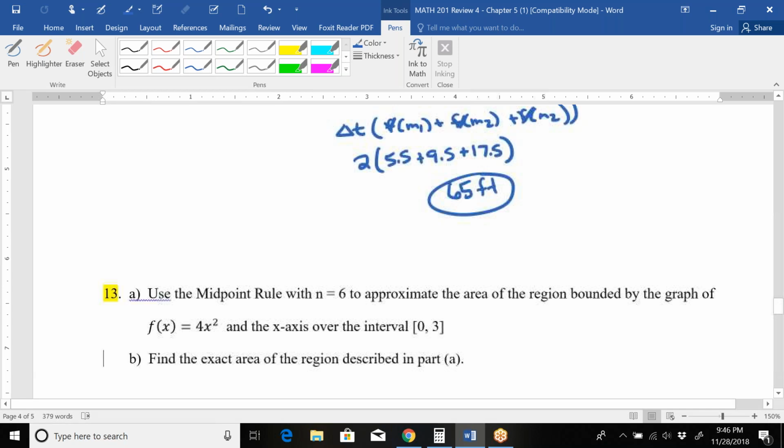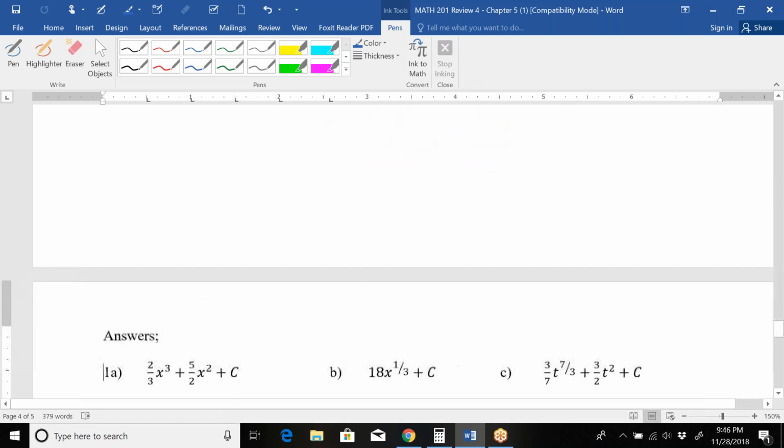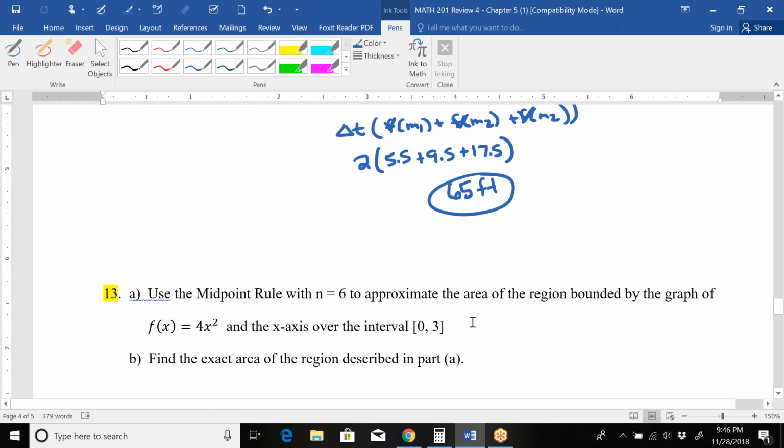Okay, the last one that I was requested was to do number 13, which has two parts. A part is to have the midpoint rule.